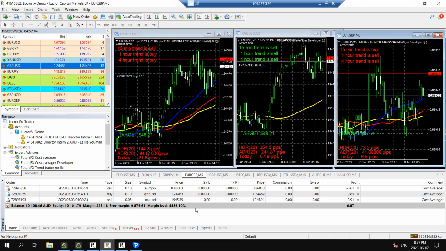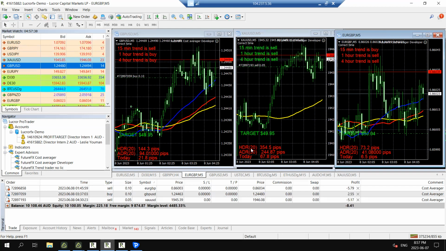And underneath here, we have the average daily ranges. So ADR, that's average daily range over the last 20 days, has been 244.87 pips. That simply means that the average movement in the market every day is 244 pips. So this is on gold. Every day for the last 20 days, the market has moved an average of 244 pips per day.